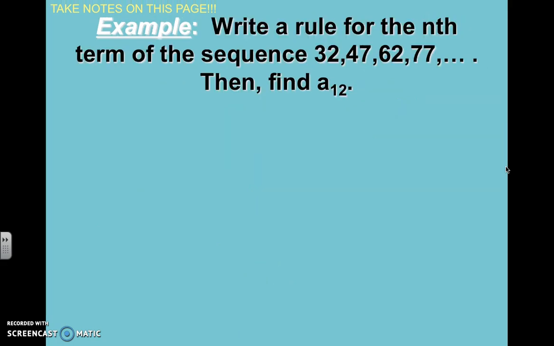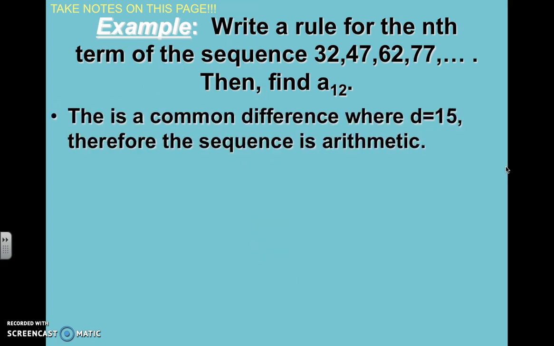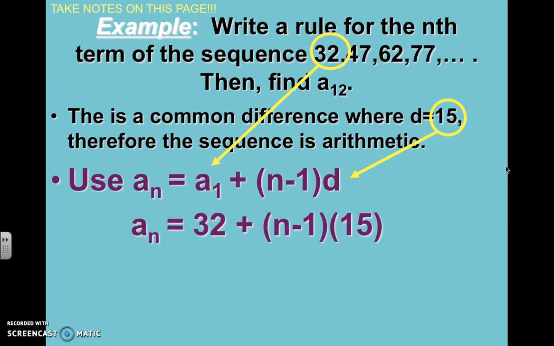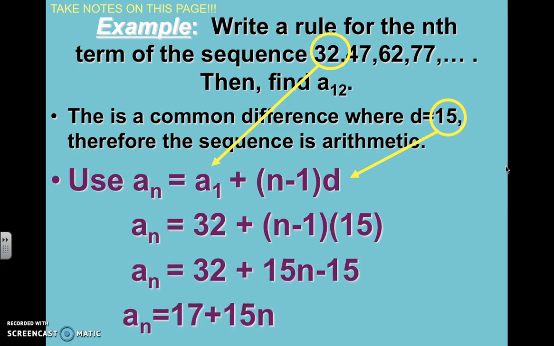Here's another example. We're going to write a rule for the nth term of the sequence, 32, 47, 62, 77. Then we'll find a sub 12. There's a common difference, so you're adding 15 to each term, so d is 15. Here's the formula again. 32 gets plugged in for A1, 15 gets plugged in for D, and it looks like this. You can then distribute the 15 and then combine like terms so that a sub n is 17 plus 15n, which by the way can also be written as 15n plus 17, which would look more like a linear function if you prefer.